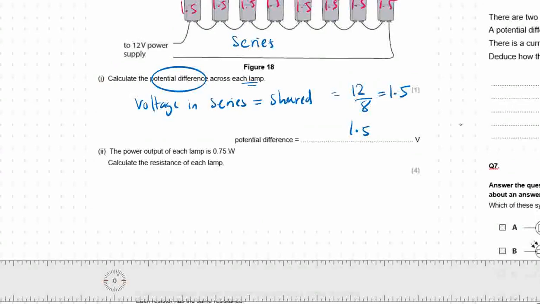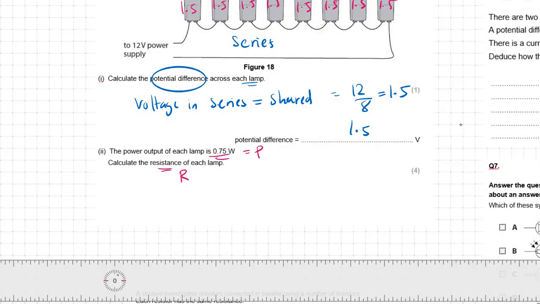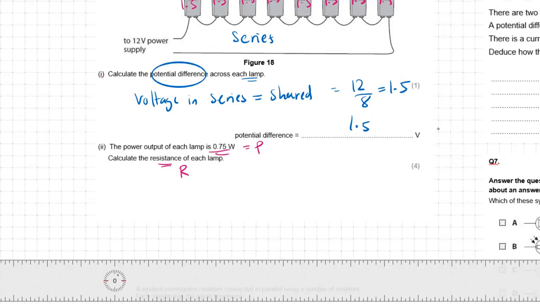Work out the resistance. Now there are a few ways you can do this. Let me go through the long way here. Which equation has R in it? The equation that has R is V is equal to IR.